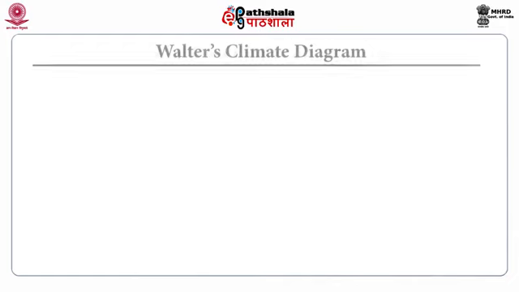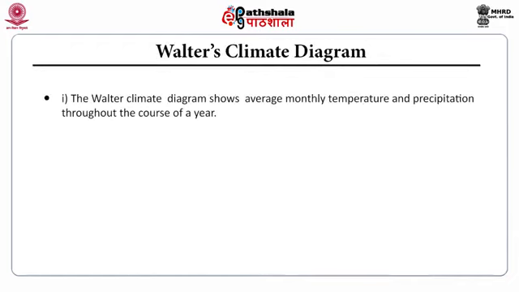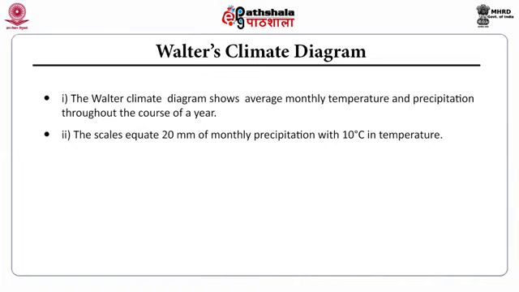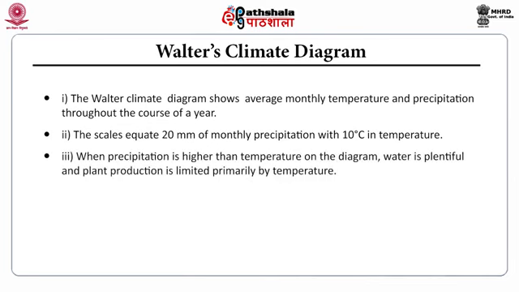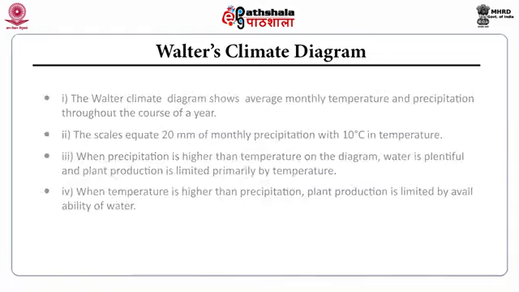Now for Walter's climate diagram. The Walter's climate diagram shows average monthly temperature and precipitation throughout the course of a year. The scale equates 20 millimeter of monthly precipitation with 10 degrees centigrade in temperature. When precipitation is higher than temperature on the diagram, water is plentiful and plant production is limited primarily by temperature. When temperature is higher than precipitation, plant production is limited by availability of water.